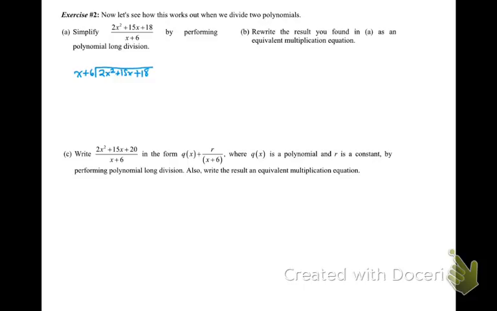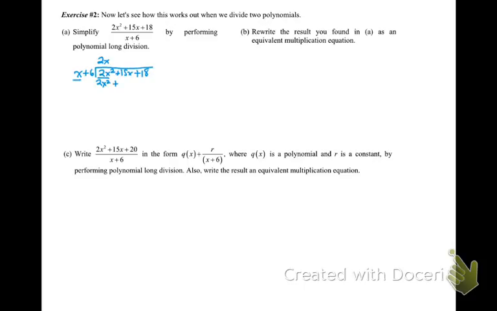When we do it with polynomials, we're going to look only at the first term of the polynomials we're looking at. So we're going to just look to see what multiplies by x to give us 2x squared. To get 2x squared, we multiply the x by 2x. Once we find that value, we multiply what we get by each of the terms of what we're dividing by. So 2x times x gives us 2x squared.